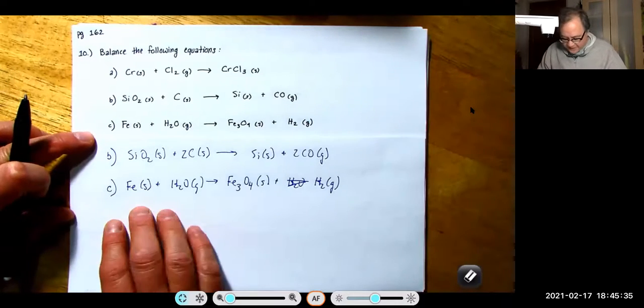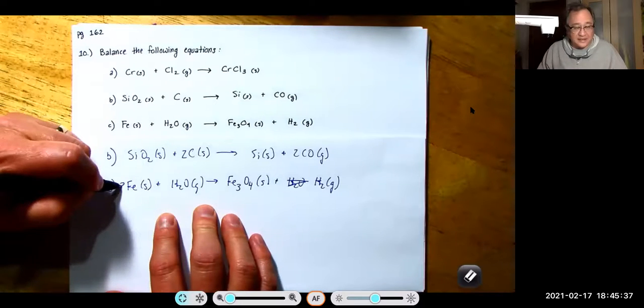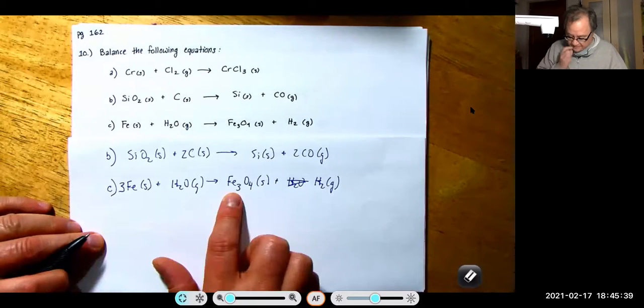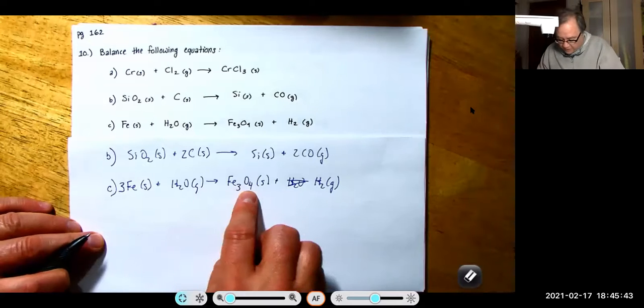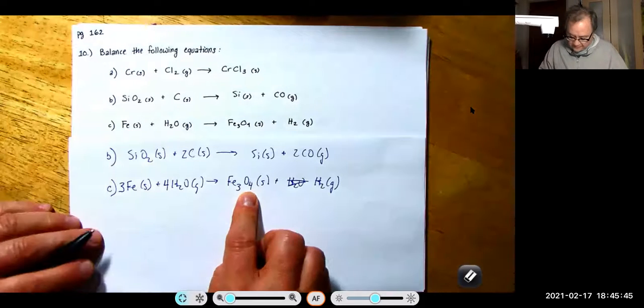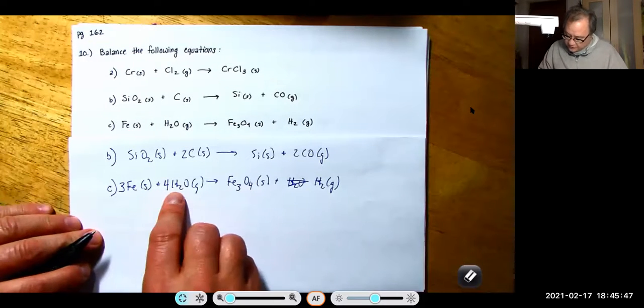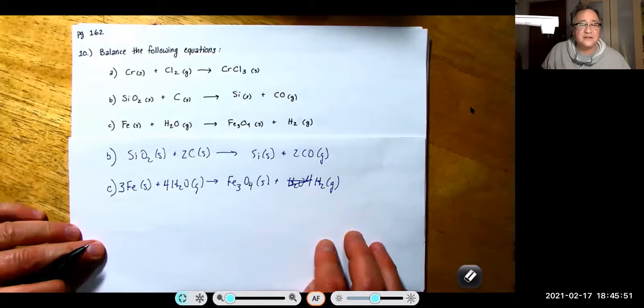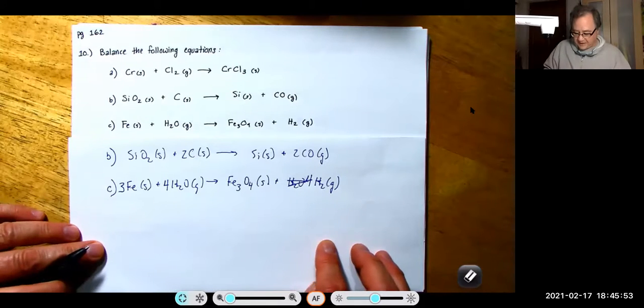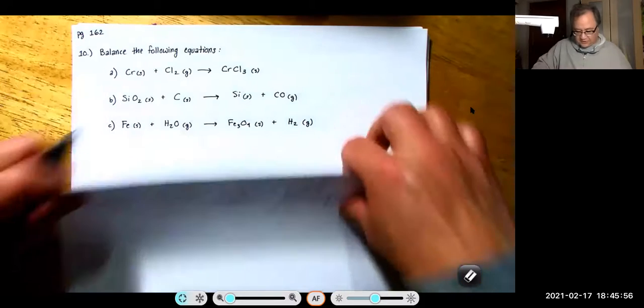Okay, so I'm thinking a 3 here. What do you think? That look good? And then here we have 4. So I'm going to put a 4 there. And here we have 8. So I'm going to put a 4 there. How does that look? Okay. So we're done with that one.